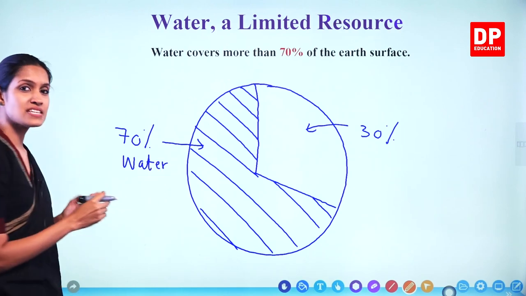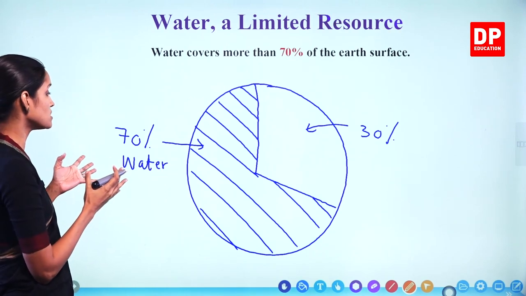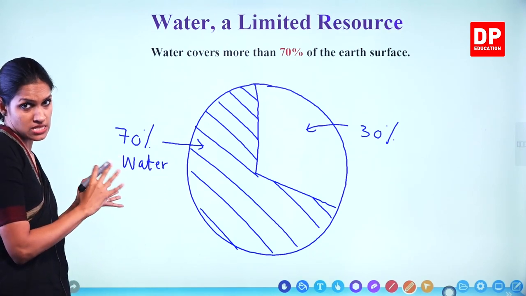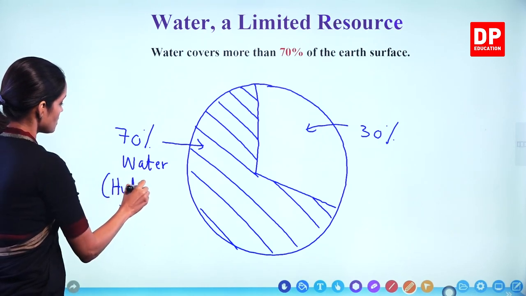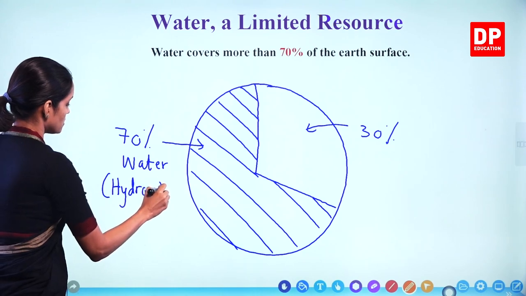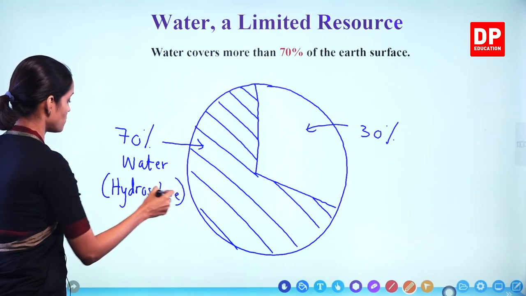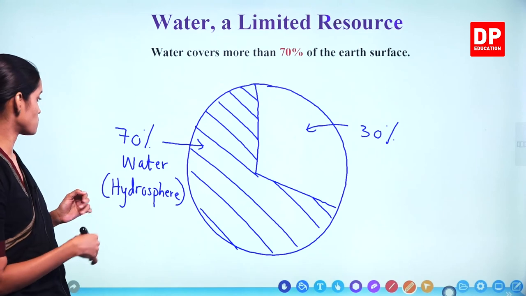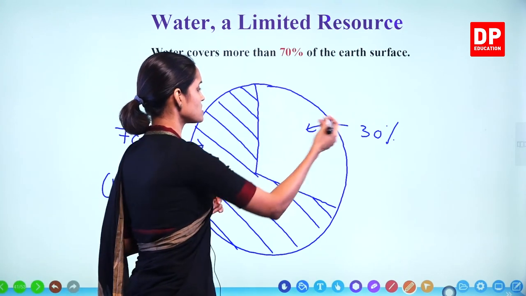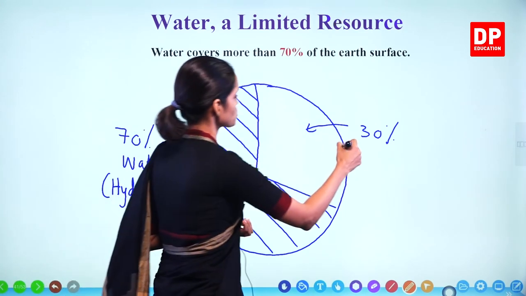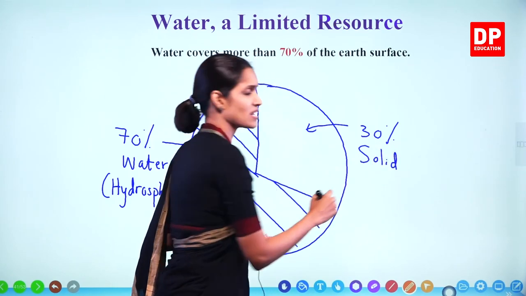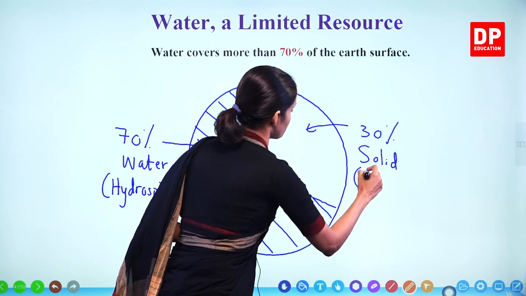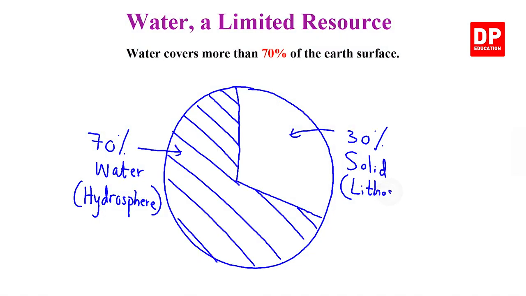We can consider this as the hydrosphere. The amount of water present on Earth can be considered as hydrosphere, right? We are going to learn about this hydrosphere later as well. The 30% is land, or the solid part. We can consider it as the lithosphere.